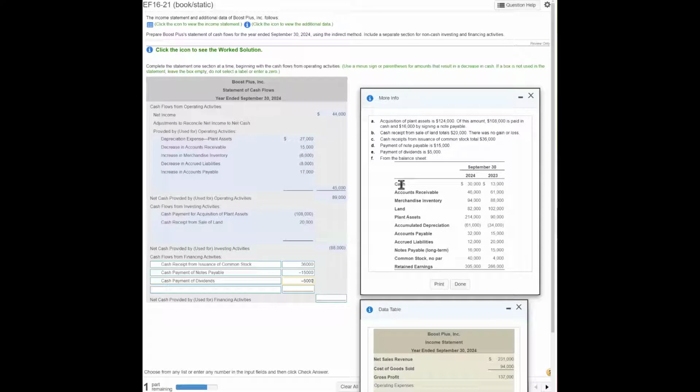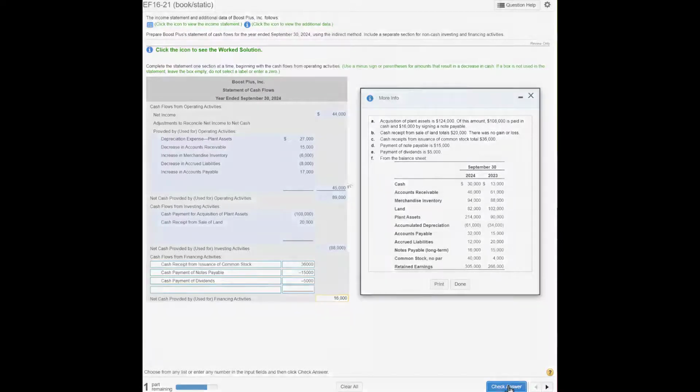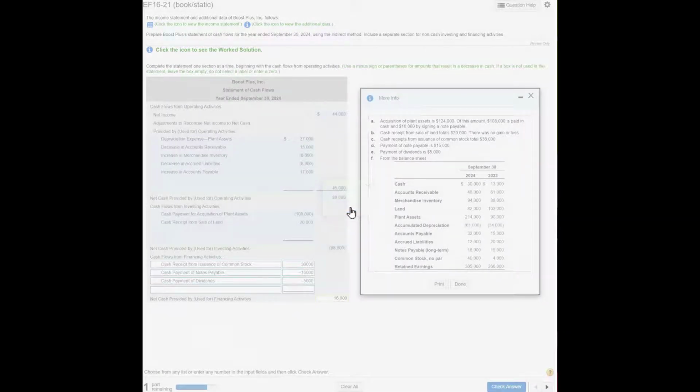So looks like we've analyzed all of these. Notes payable, common stock, and retained earnings. So we're done with the financing section. So we can take 36,000, subtract 15,000, subtract 5,000, and we get positive 16,000. Check our answer. Well done.